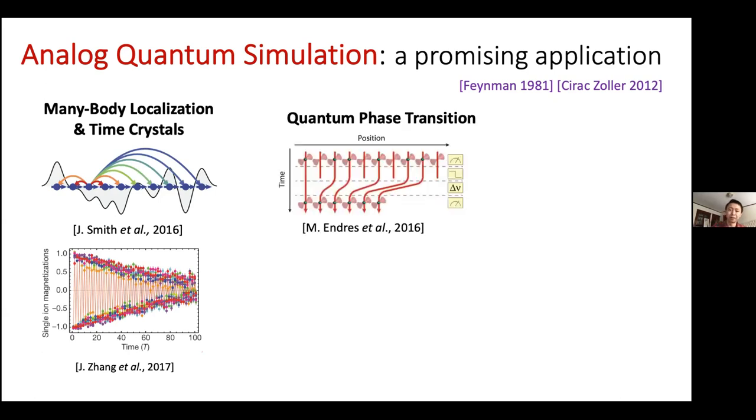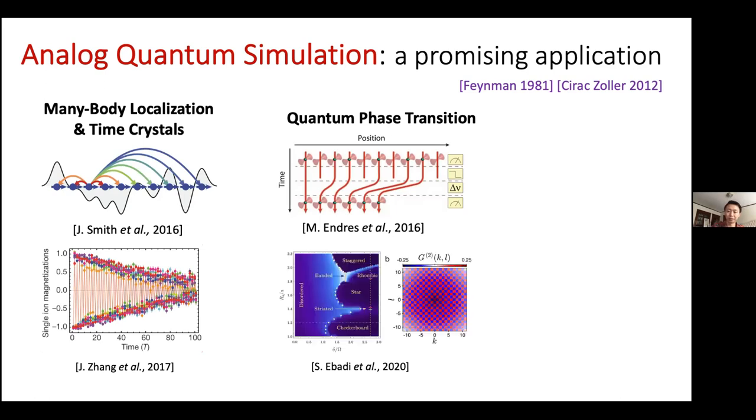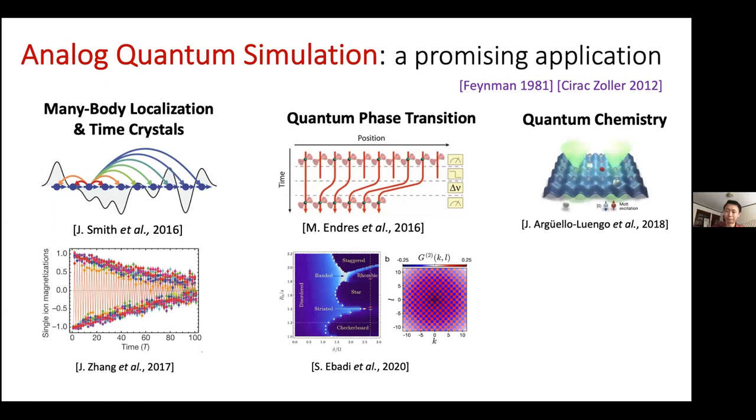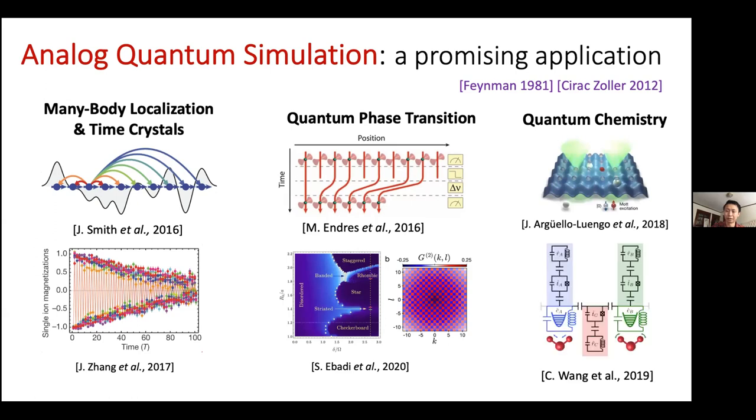As another example, systems of rearrangeable neutral atoms in optical tweezers have been used to probe quantum phase transitions. Recently, coherent quantum phase transitions have been observed across systems as large as 250 atoms, which is almost an order of magnitude larger than the state-of-the-art digital quantum computer. Another important proposed application for analog simulators is quantum chemistry, and there's also been some recent progress using superconductors to extract vibrational spectra in molecules like ozone and water.